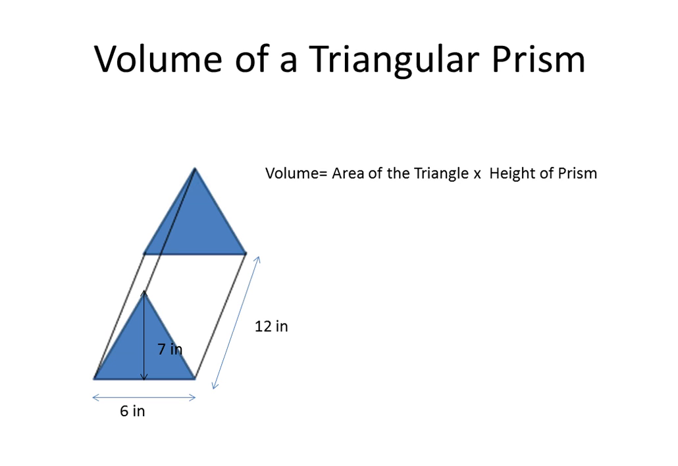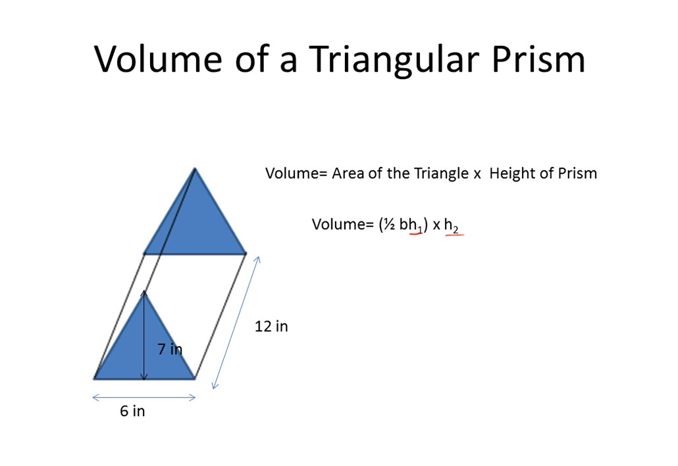So let's look at the volume of a triangular prism. So volume, you're going to take the area of the triangle and you're going to multiply it by the length of the prism, or the height of the prism. So the area of a triangle is 1/2 base times height, and then we're going to multiply that by the height of the prism. So that's why I have two different variables here, h1 signifying the height of the triangle, and h2 to signify the height of the prism.